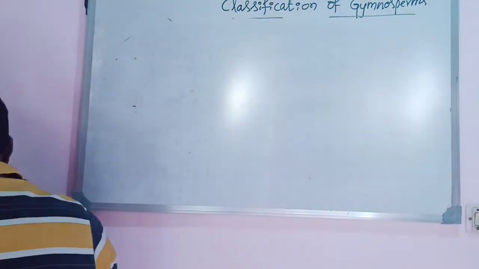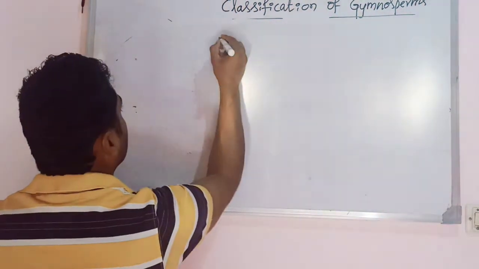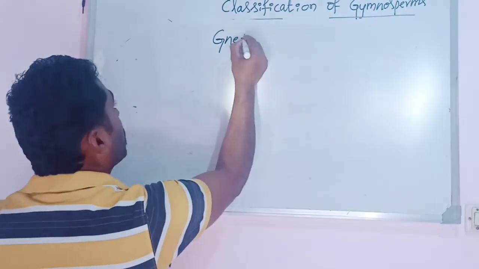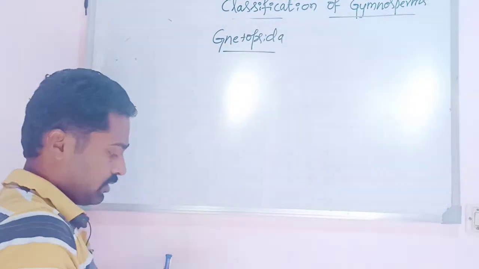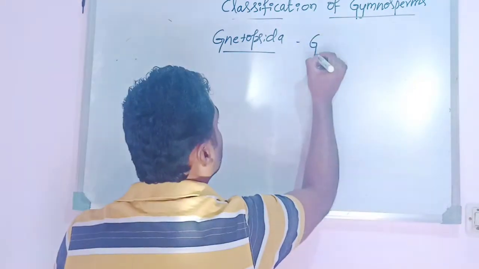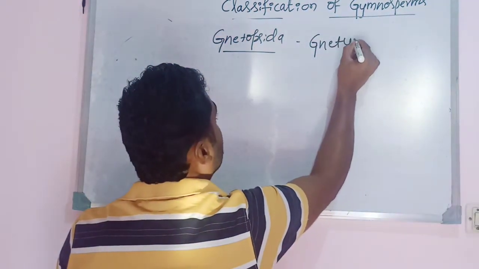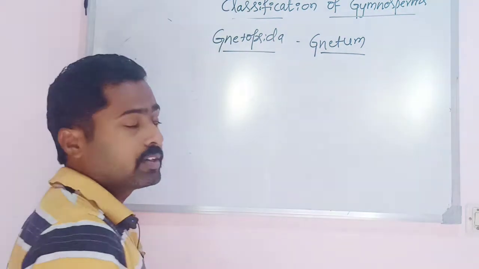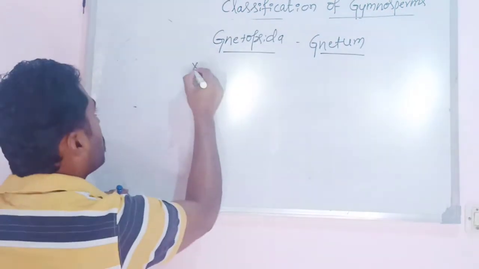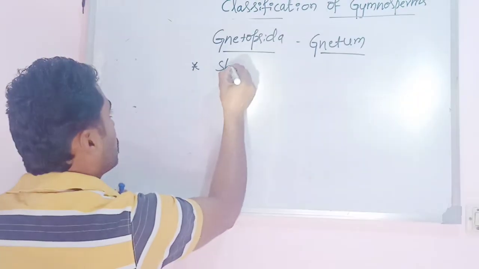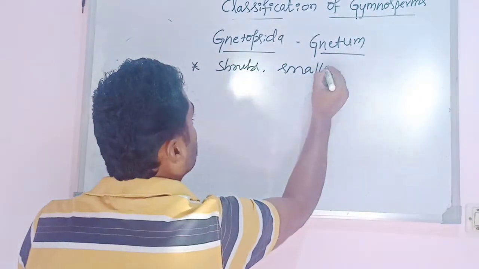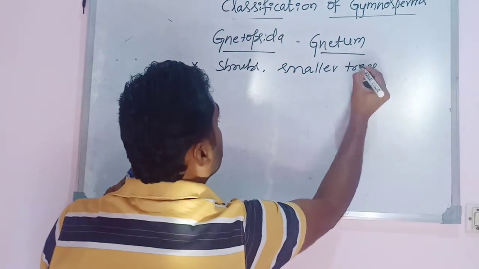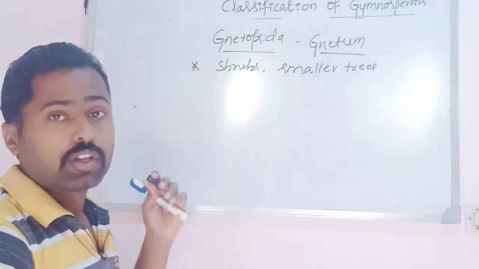The next group is said to be the Gnetopsida. See, Gnetopsida is the advanced member in the gymnosperms. The best example is Gnetum. The species called Gnetum is an advanced member in the gymnosperms. Here, the plants may be shrubs or smaller trees. They are not large like the Coniferopsida members.